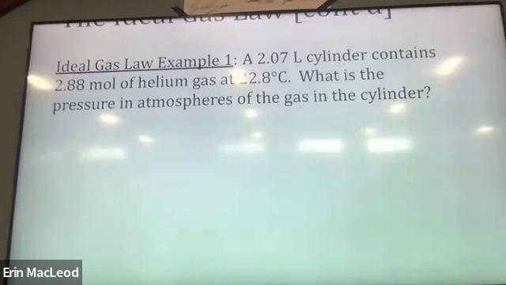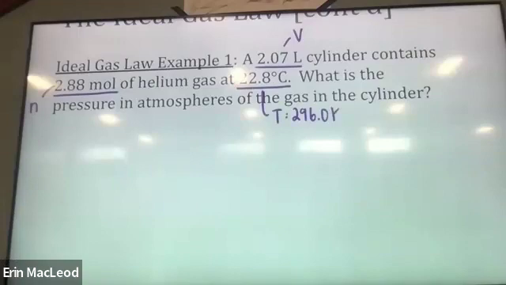So it says a 2.07 liter cylinder. So you have to recognize that is a volume. Is it in the right unit? Yep. Has to be in liters. We are good. Cylinder contains 2.88 moles. So there's your N. We're good there too. Moles is the right thing. At 22.8 degrees Celsius. There's your temperature. What do we have to do to our Celsius? Change it to Kelvin. You don't have to show me the addition. I'm trusting you all can add. Add your 273.15 and it's 295.95, which would round to 296.0 Kelvin.